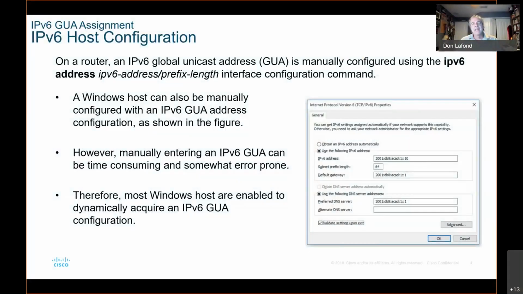So, IPv6 GUA assignment. If we're on a PC, we just go to the GUI, and you can configure an IPv6 address statically by just typing the IP address in under use the configure IPv6 address. You type in the IPv6 address and the prefix length, and you are home free. Remember, you also have to give it a DNS server address, otherwise your addressing will not leave the network.